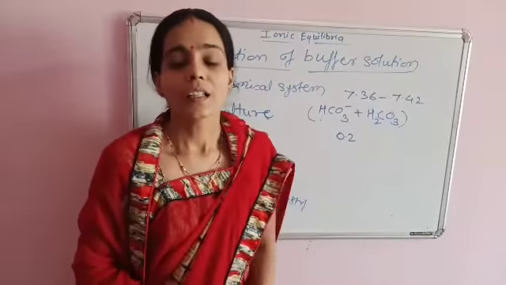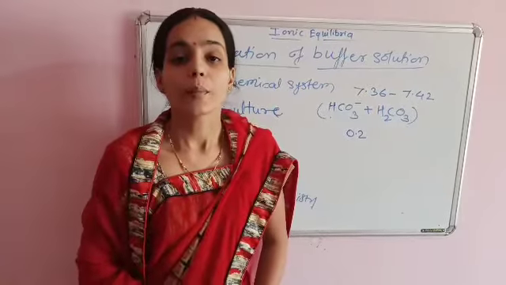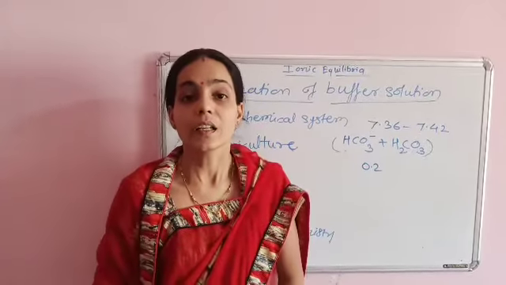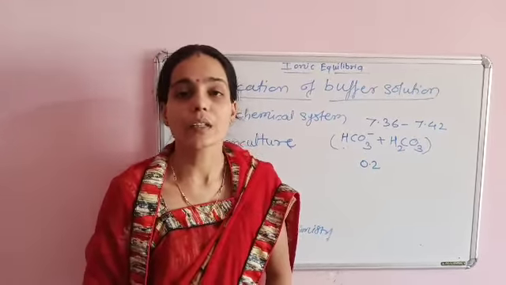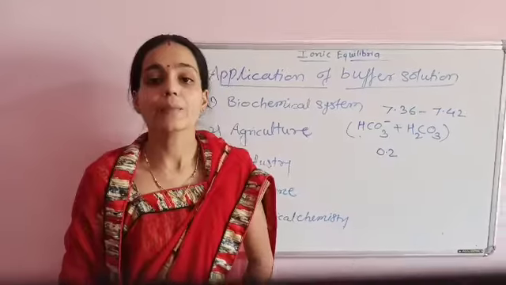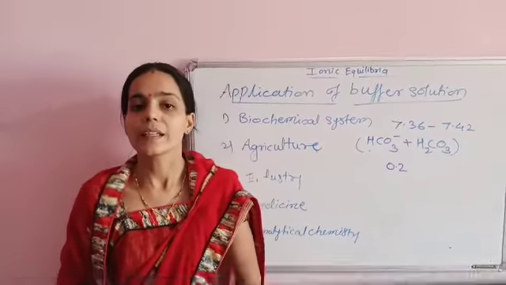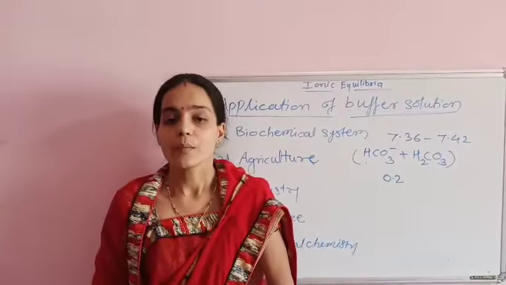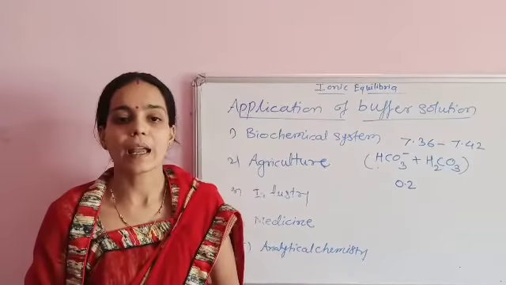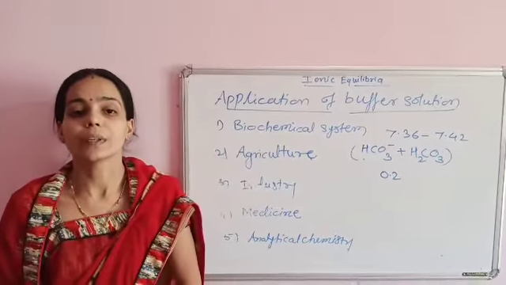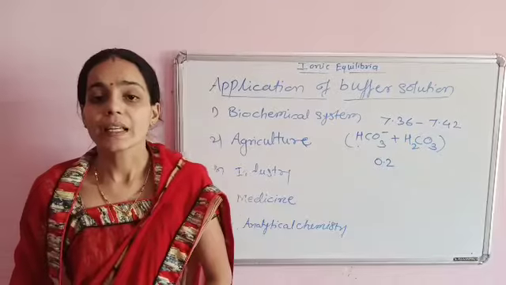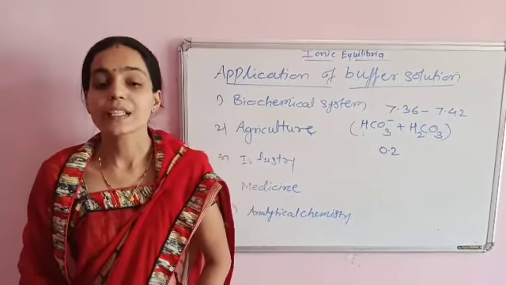Second, agriculture. Soils get buffered due to the presence of salts such as carbonate, bicarbonate, phosphate and organic acid. The choice of fertilizers depends upon the pH of the soil. Third, industry. Buffers play an important role in paper, dye, ink, paint and drug industry. Fourth, medicines. Penicillin preparations are stabilized by addition of sodium citrate as a buffer. Citric acid is added to milk of magnesia, and magnesium citrate is formed, which is a buffer.